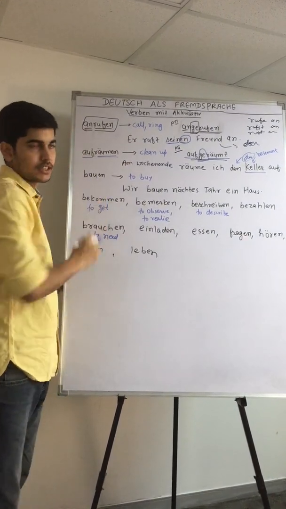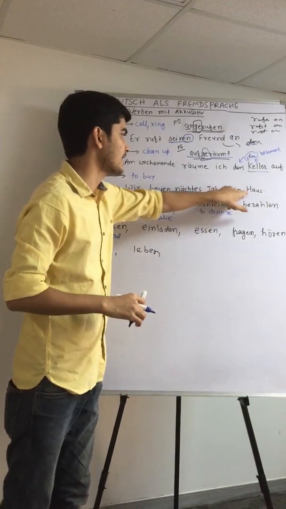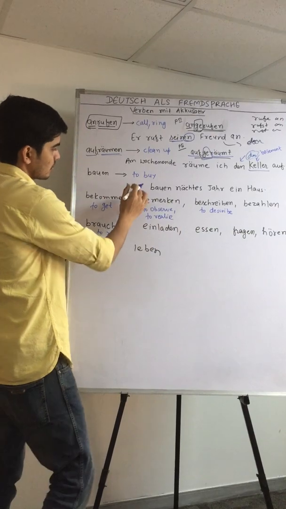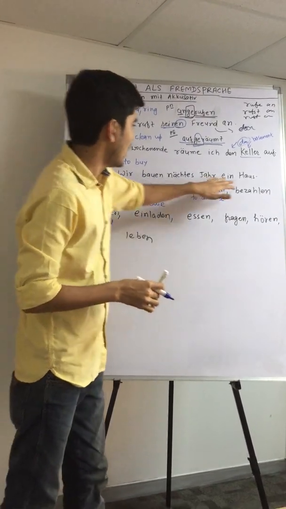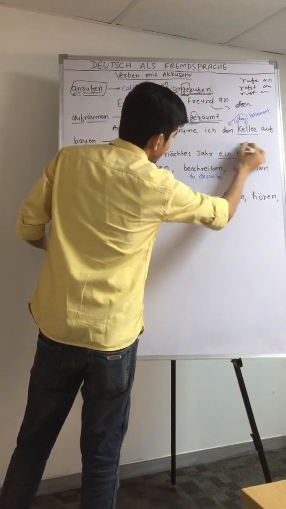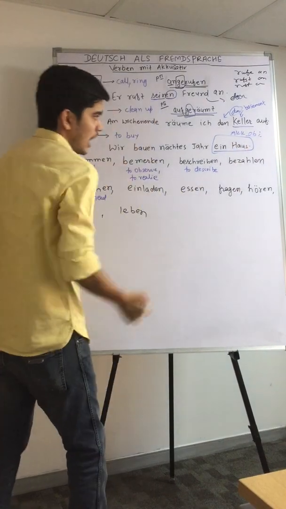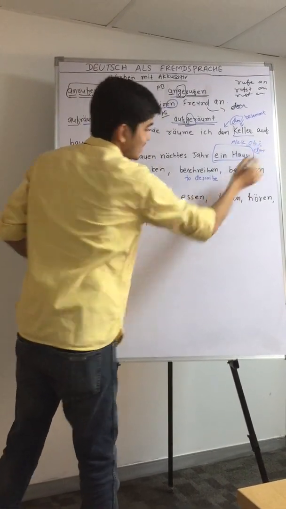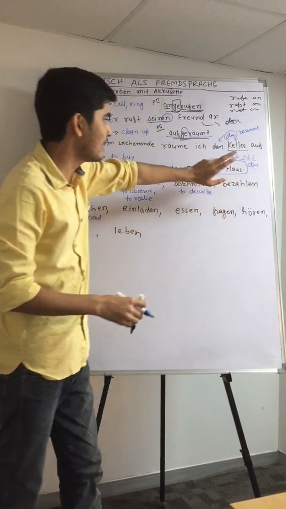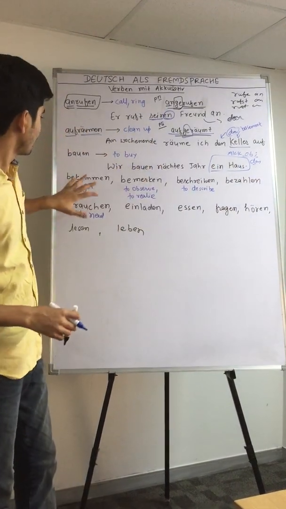Next one, bauen. Bauen is to build. Wir bauen nächstes Jahr ein Haus. So we build a house next year. Here ein Haus is the accusative object. House is das Haus. In the case of das Haus, ein remains ein in the accusative case.